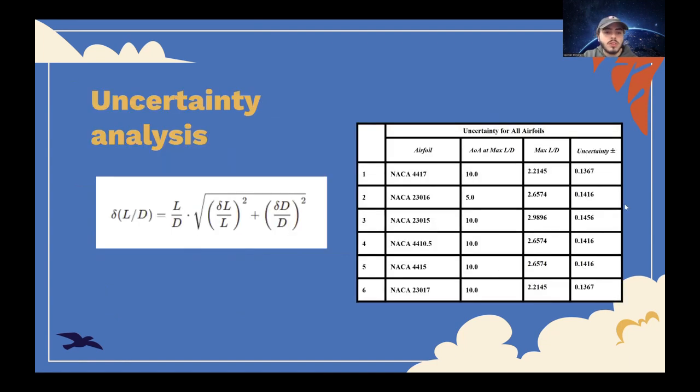And then lastly, we have the uncertainty analysis. So we took the lift over drag max for each of them, and then we took the uncertainty of the drag and lift sensors, which were about plus and minus 5%. And then we can see that none of them got over 0.14.